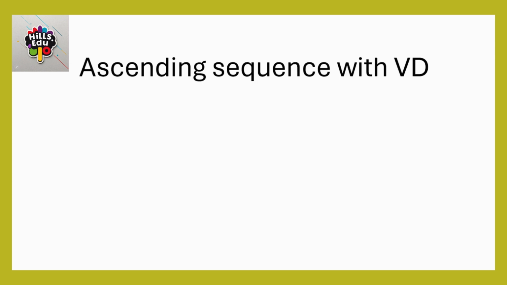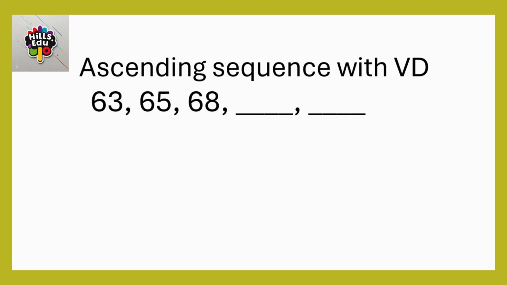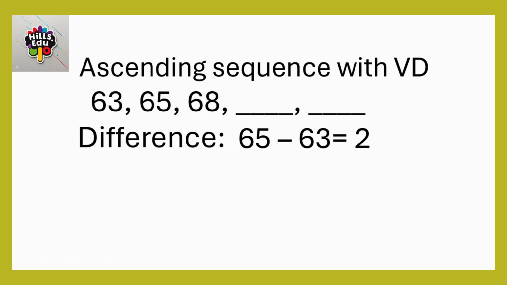So next, we are going to consider ascending sequence with varying difference. Okay, so let's look at this sequence: 63, 65, 68. So next thing to do is for us to get the difference and use the consecutive numbers. 65 minus 63, that gives 2. 68 minus 65, that gives 3. And when you look at these differences, they are varying. They are not the same, so they are not common. So we call this varying difference.